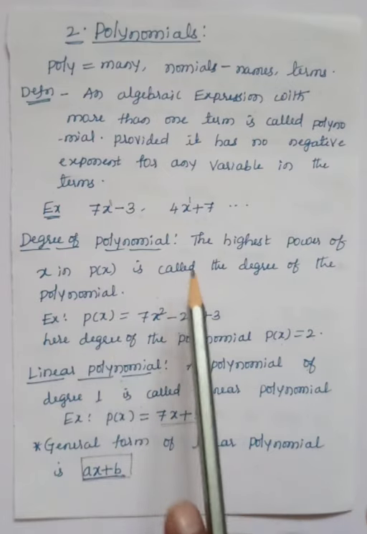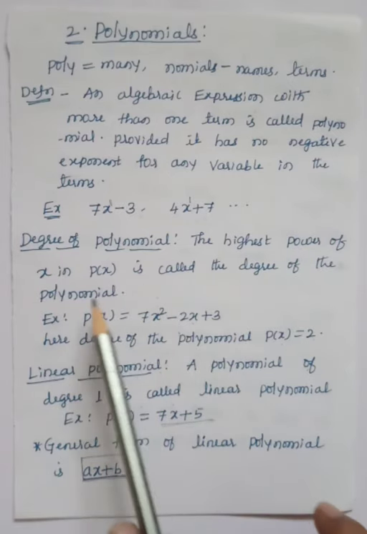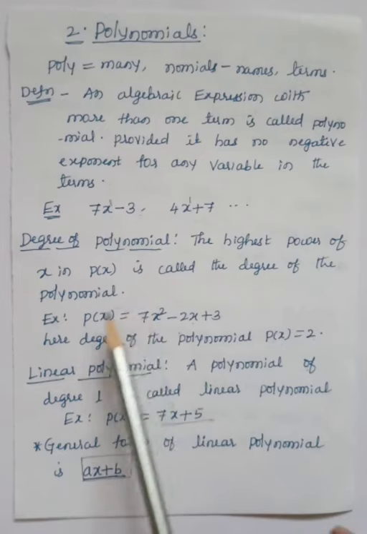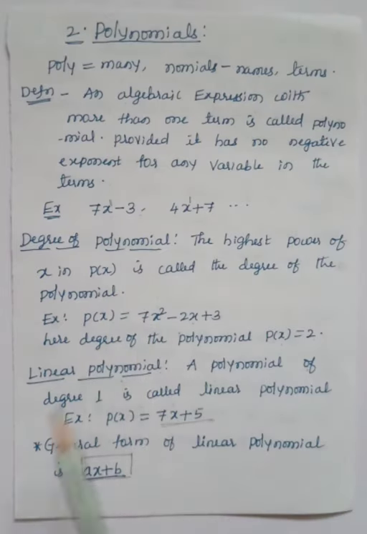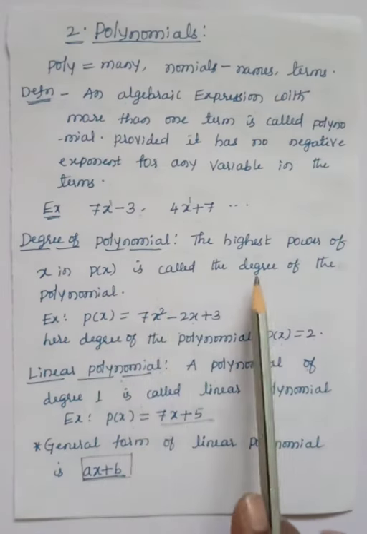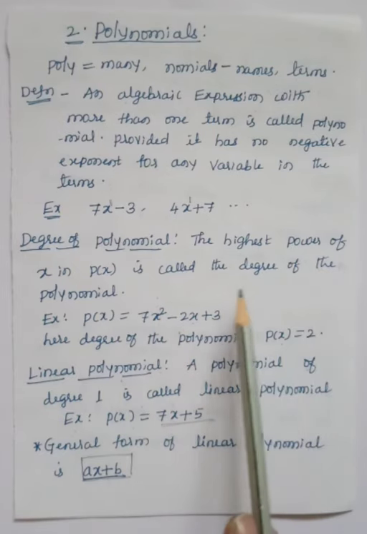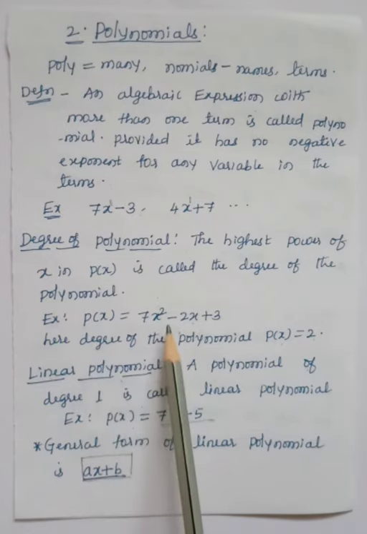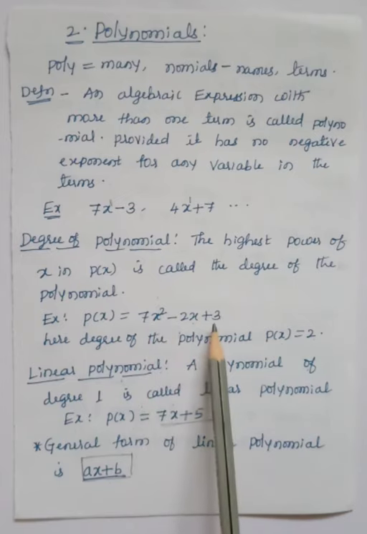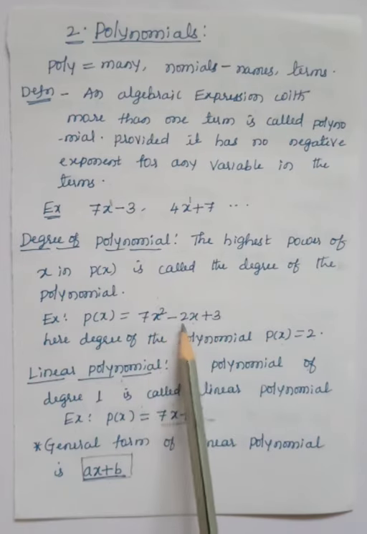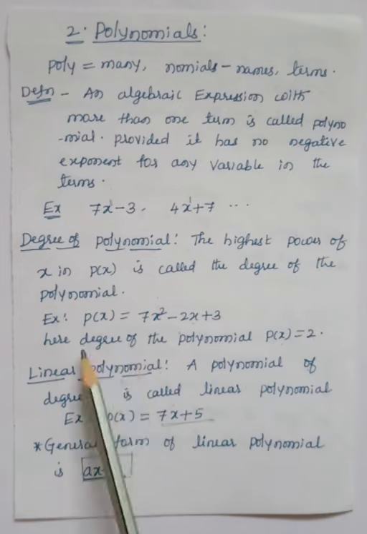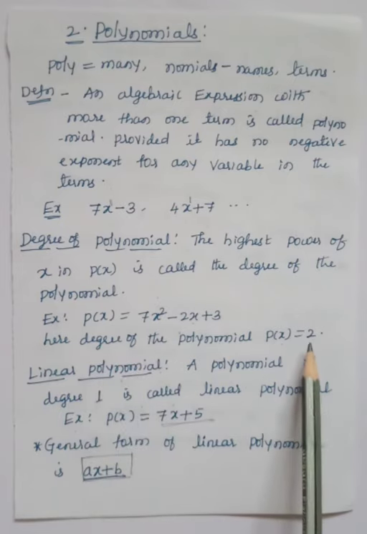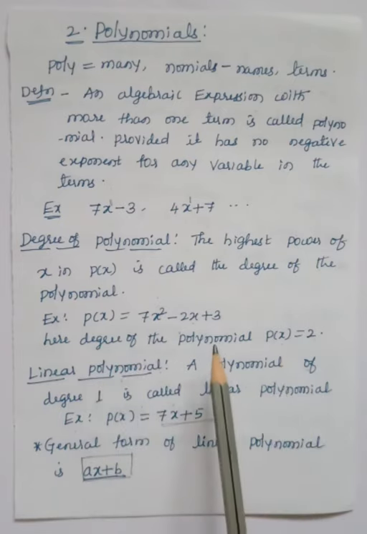Degree of polynomial. The highest power of x in p of x is called the degree of the polynomial. Here p of x is a polynomial. What is the degree of the polynomial? The highest power of x in p of x is called the degree of the polynomial. For example, p of x is equal to 7x square minus 2x plus 3. This is a polynomial. The variable is x, the highest power of the variable is 2. Therefore, degree of the polynomial is 2. Always the highest power of the variable gives us degree of the polynomial.